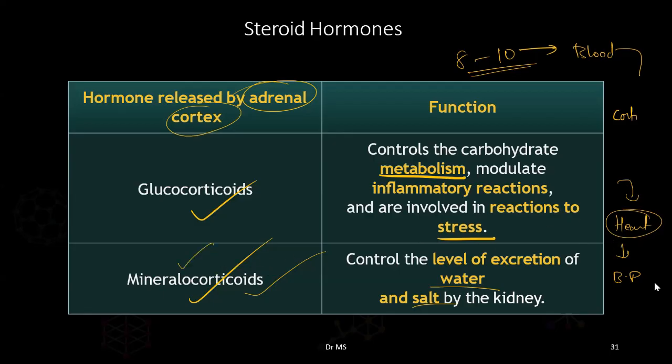If you are drinking too little water, you are dehydrated a lot. Your body wants to conserve the water. That will happen by the mineralocorticoids, which act on the kidney, deciding whether you need to send out more water through the urine or conserve the water. So this hormone will decide.